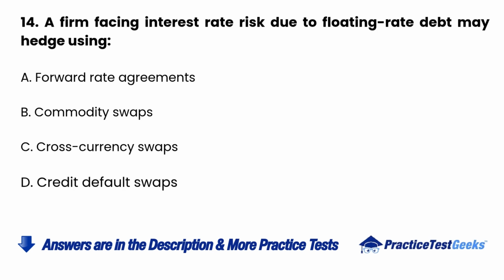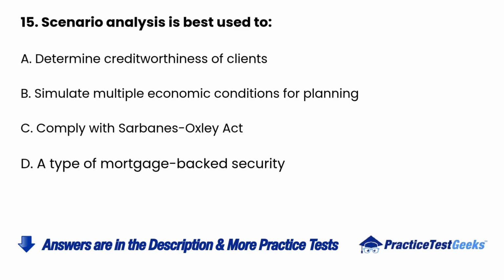14. A firm facing interest rate risk due to floating rate debt may hedge using: A. Forward rate agreements. B. Commodity swaps. C. Cross-currency swaps. D. Credit default swaps.